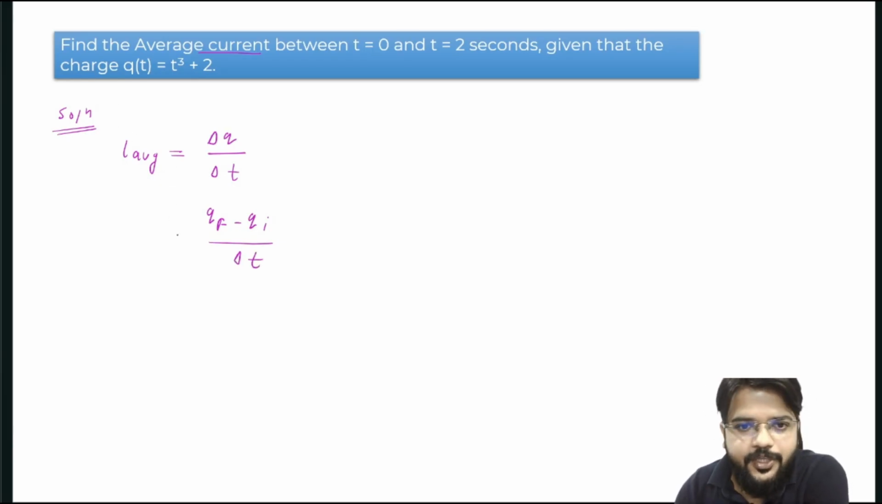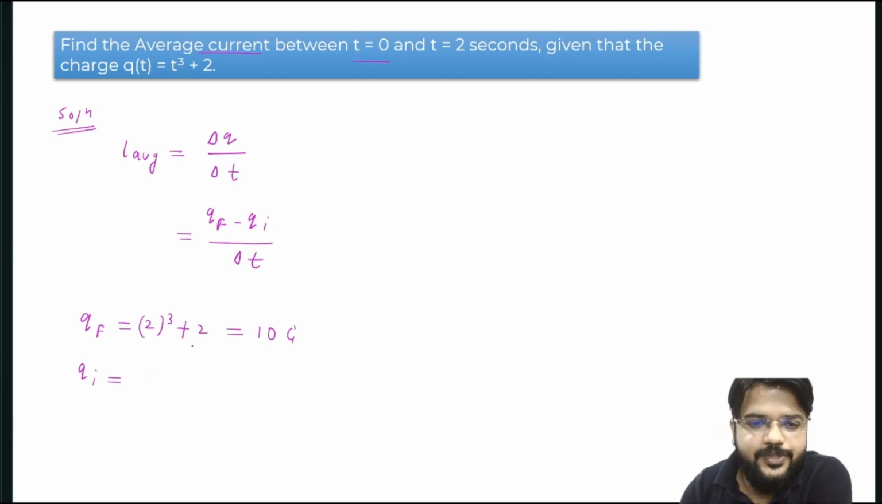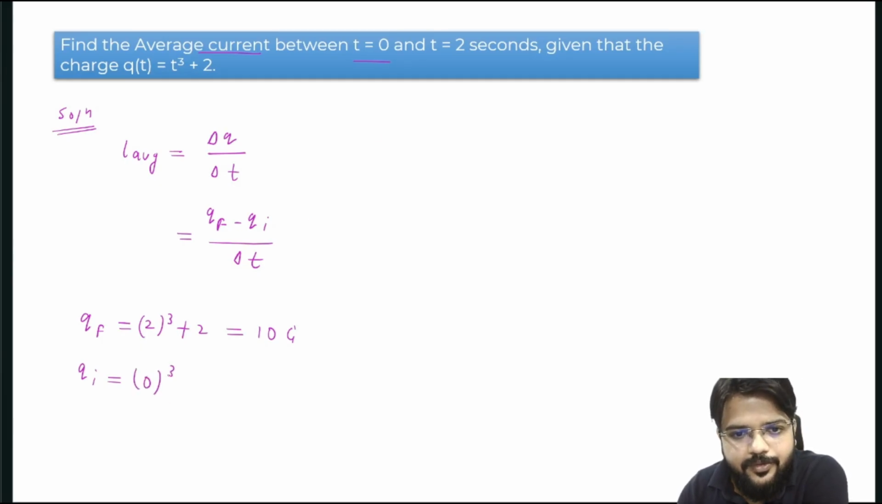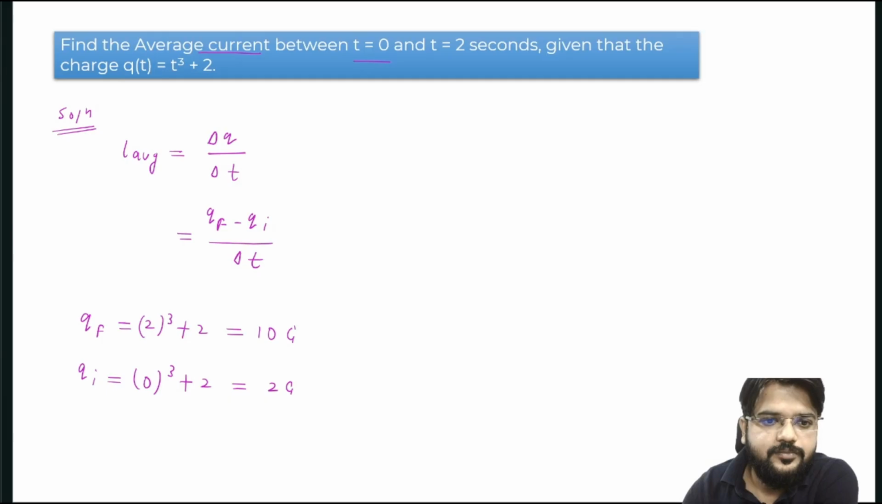So what is q final? Q final is the charge at t equal to 2 seconds. So here we put t equal to 2 seconds in this equation. We replace t with 2, so it is 2 cubed plus 2. Cube of 2 is 8, 8 plus 2 is 10, so 10 coulomb. Q initial means at t equal to 0 seconds: 0 plus 2 means it is 2 coulomb.